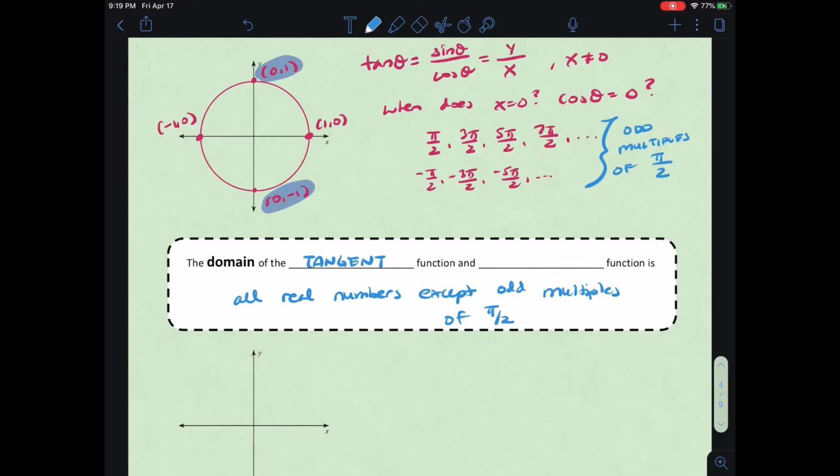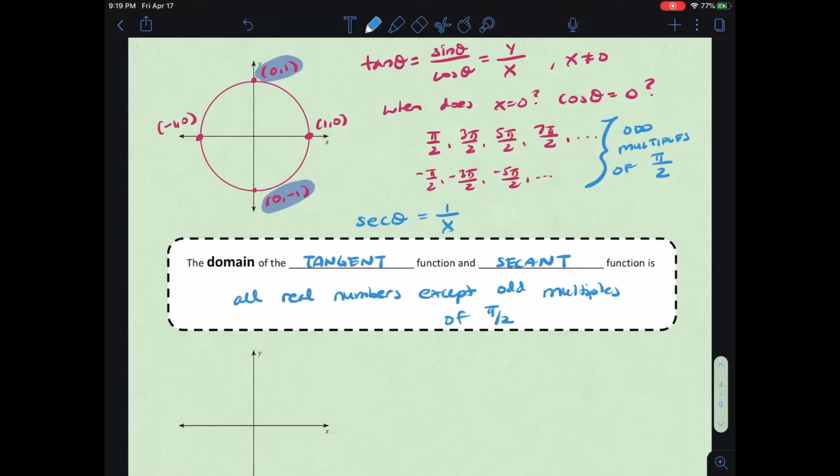Now, the nice thing about this is that if I know the domain of the tangent function, I also know the domain of another trig function where the denominator will be x. That would be the secant function, right? Because secant of theta is just the reciprocal of cosine, so I know this is just 1 over x. And so based on that, I know that the secant function will have the same domain as the tangent function.